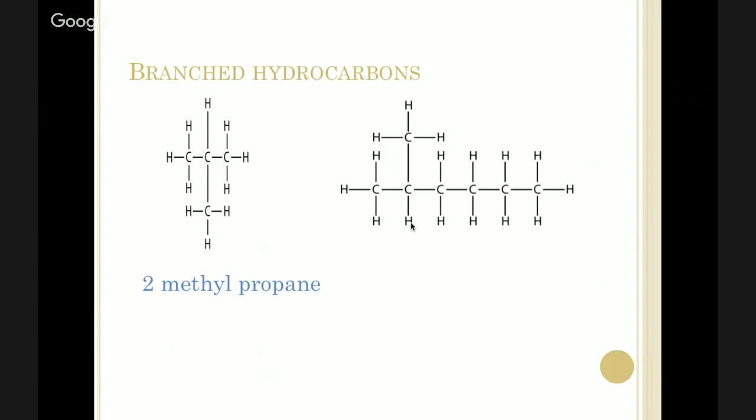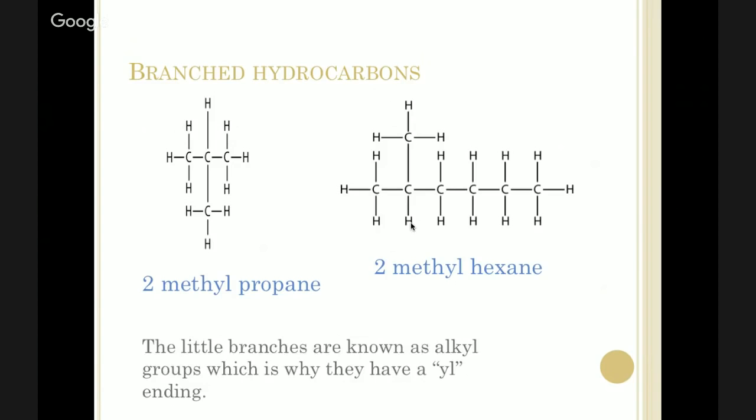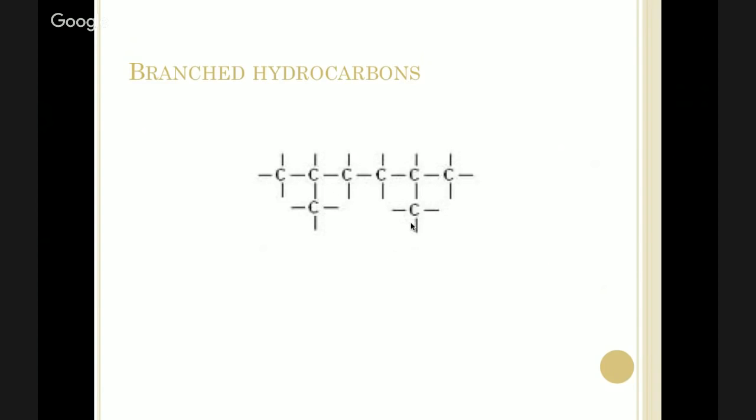Another example, finding the longest carbon chain would be going across 1, 2, 3, 4, 5, 6 carbons, all single bonded. So hexane is its last name. And again, a methyl group hanging on the second carbon, so 2-methylhexane. The most common branched ones are just methyl groups hanging on either the second, third, or fourth carbon. So remember to end them with YL.